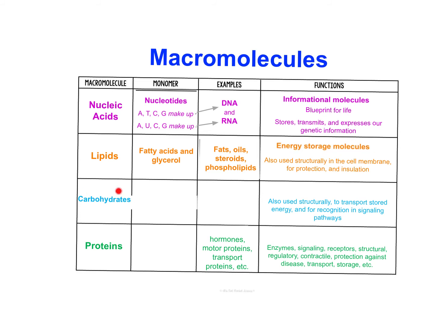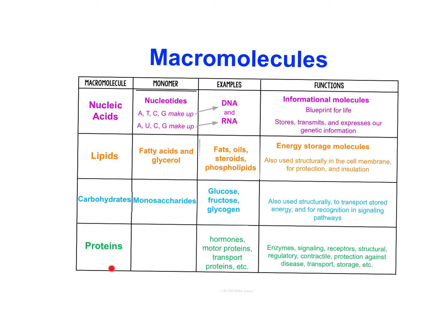Now, as we move on to our carbohydrates, if we look at their monomer, they have this big long word called the monosaccharides. And examples of monosaccharides are things like glucose, fructose, and glycogen. And carbs are used structurally to transport stored energy and for recognition and signaling pathways.